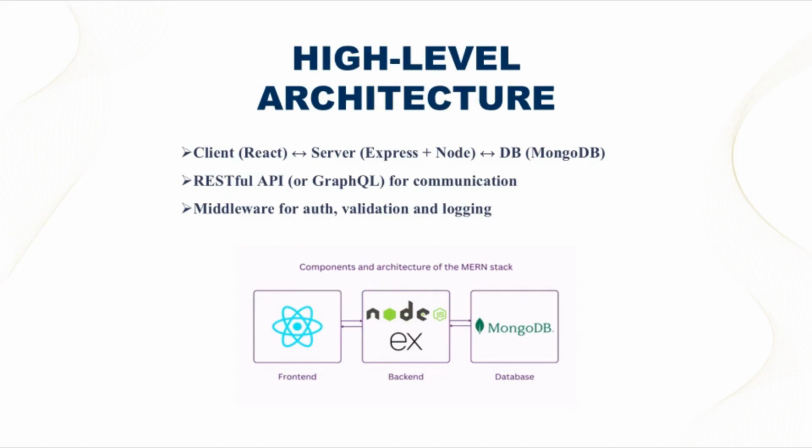Now talking about the server side, that is Node plus Express, that request hits the Node.js server, where Express.js handles the routing and any logic like authentication, validation, or business rules. Express also acts as a middle layer. It connects the front end to the database. Now talking about the database, the data is then stored or retrieved from MongoDB, which is a NoSQL document-based database that stores data in a JSON-like format, perfect for JavaScript-based apps.